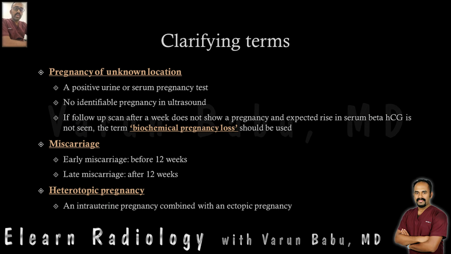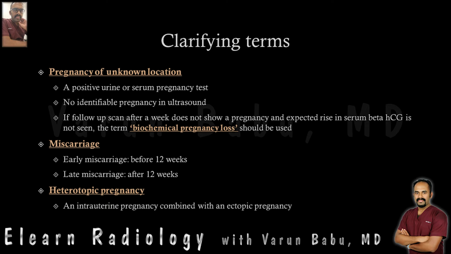So what is pregnancy of unknown location? The patient does a urine test, the stick comes positive, they turn up for a scan, and you do not find a pregnancy. This is defined as a pregnancy of unknown location. If the follow-up scan after a week does not show a pregnancy and the expected rise in the serum beta HCG is also not seen, you can use the term biochemical pregnancy loss. Anything that happens beyond is termed miscarriage.